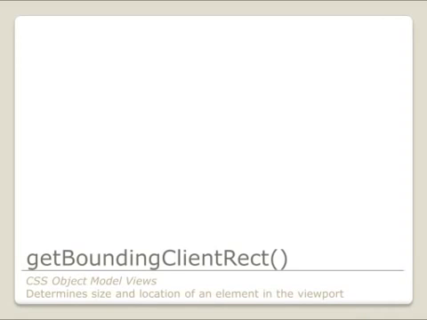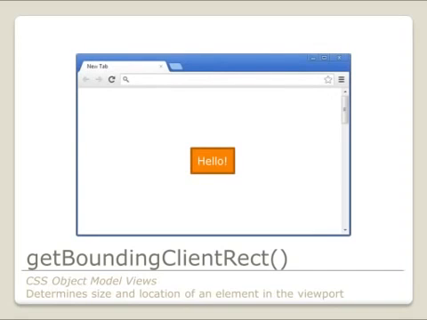The next method is getBoundingClientRect. This is a rather verbose method that determines both the size and the location of an element in the viewport. This is defined in the CSS Object Model Views specification. And the idea is that if you have an element in the browser, you want to be able to get the rectangle that it's drawn in.